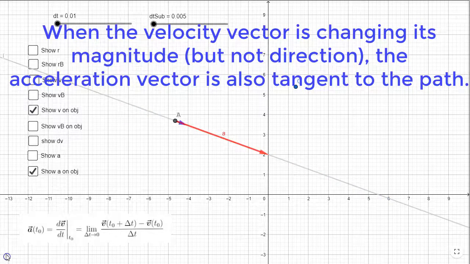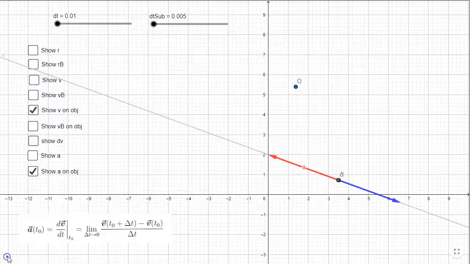And we also get this really nice result in that when the velocity vector and the acceleration vector point in the same direction, then the object is speeding up. Here they are. When they point in opposite directions like this, the object is slowing down, right? So here, same direction speeding up, opposite direction slowing down. You get the idea.